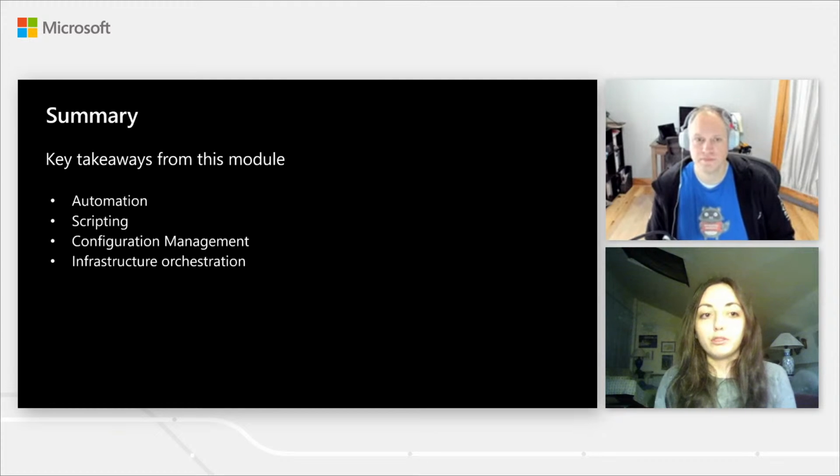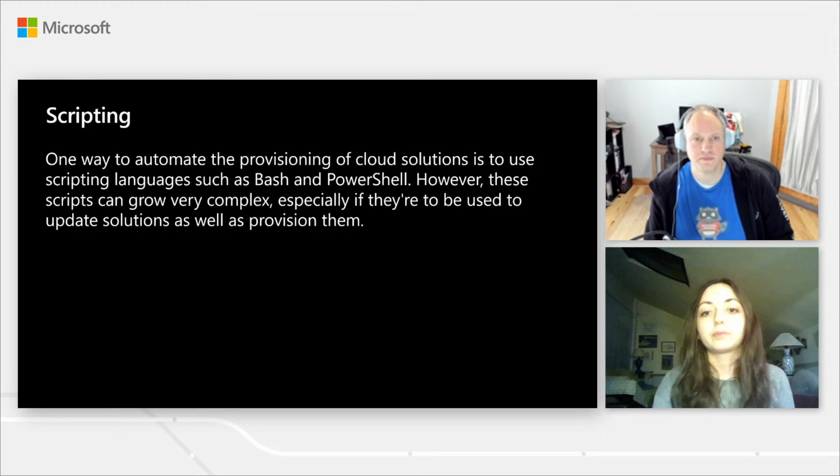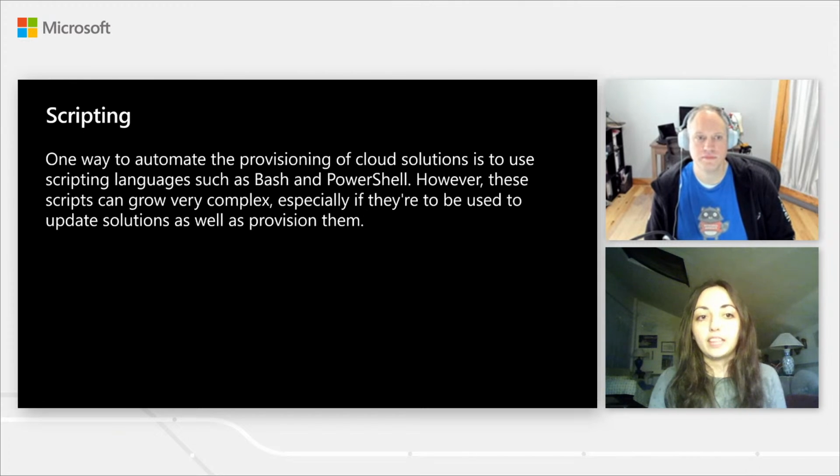Cloud solutions are often complex, consisting of tens or even hundreds of resources that must be provisioned and configured to work together. And this is why we need automation, because automation helps you deploy and update the solution reliably and repeatably. One way to achieve automation is scripting. Scripting is based on scripting languages like Bash and PowerShell.